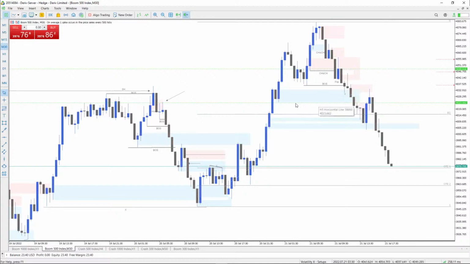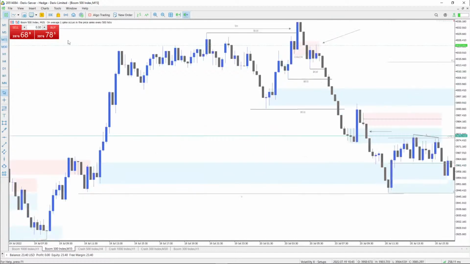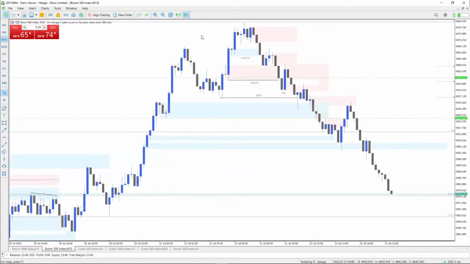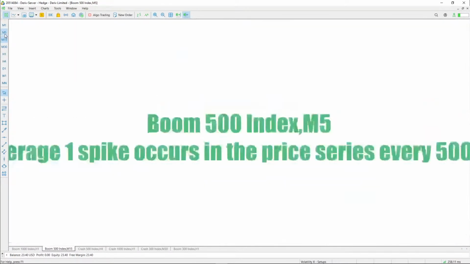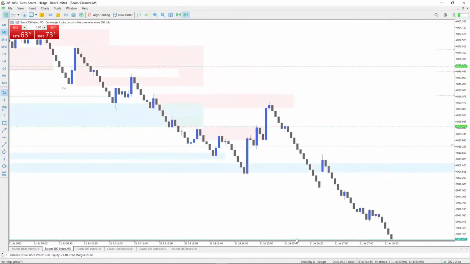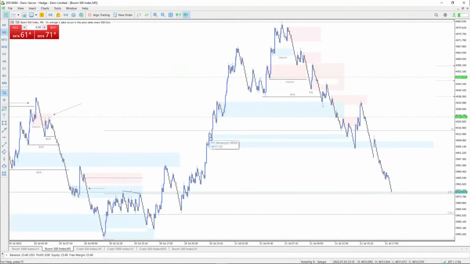This is an internal break of structure, right? And then price kept pushing and pushing, and then there are several reactions in these zones. Now this is a hidden base here. If I go onto the 15 minutes, you may not really see what that zone is, but you can already see the zones here.